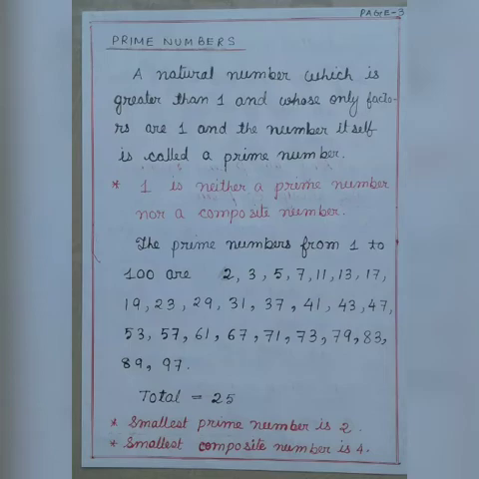Those are 2, 3, 5, 7, 11, 13, 17, 19, 23, 29, 31, 37, 41, 43, 47, 53, 57, 61, 67, 71, 73, 79, 83, 89 and 97. The smallest prime number is 2 and the smallest composite number is 4.